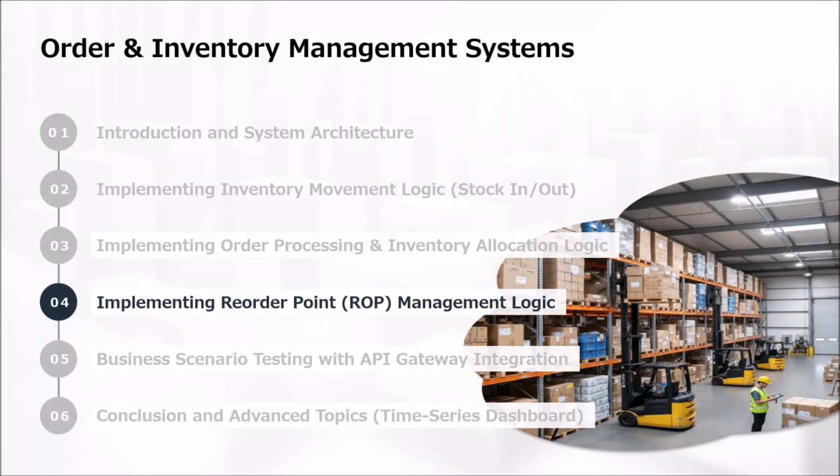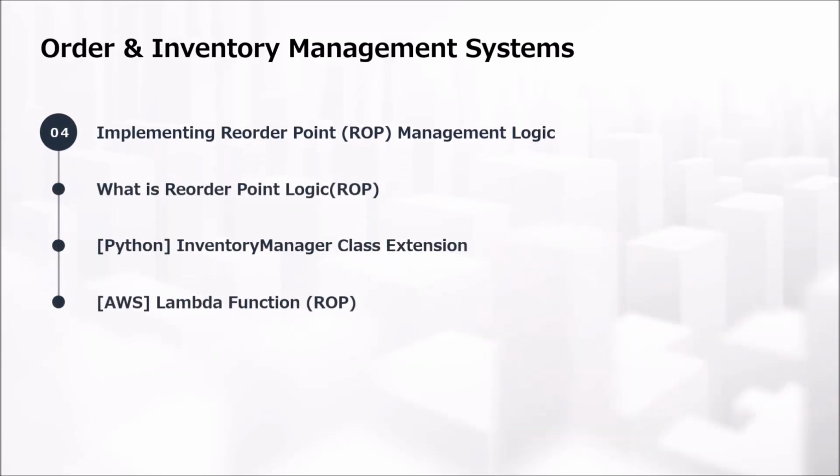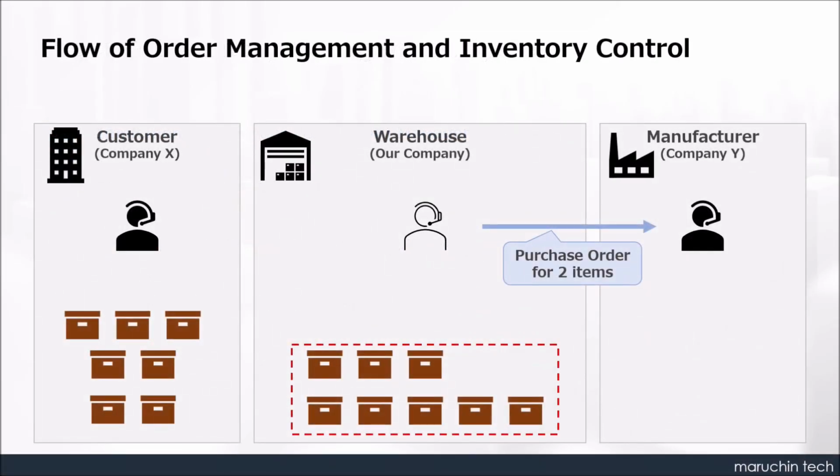Next, we move on to section 4, implementing reorder point logic. Again, we will first introduce the reorder point logic as essential domain knowledge. Then we will extend the Python code developed in the previous sections and deploy it to Lambda. In the opening slides, I explained that we place an order when inventory drops below the safety stock.